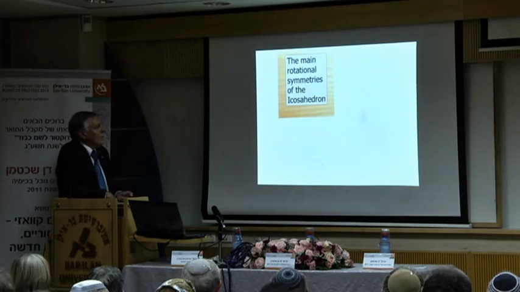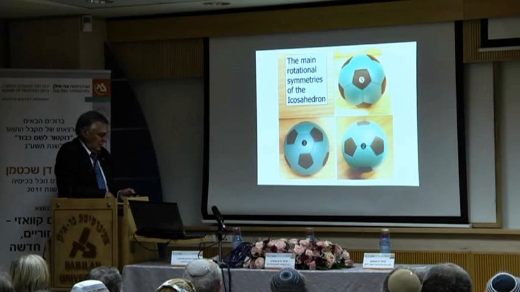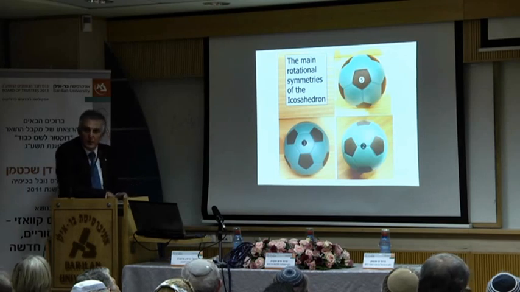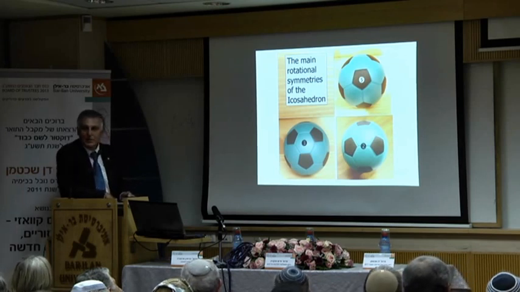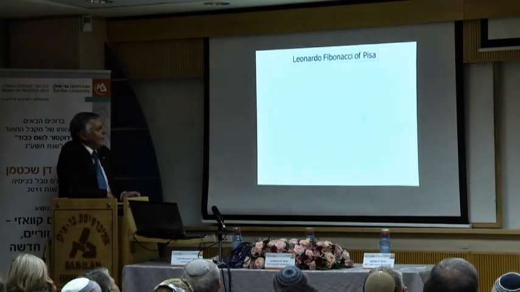Now, many people know the icosahedron because they look at a football, and a football has icosahedral symmetries. You can clearly see the 5-fold rotation symmetry here, the 2-fold here, the 3-fold here, and I doubt that football players know that they play with icosahedral symmetry, but nevertheless, they entertain.